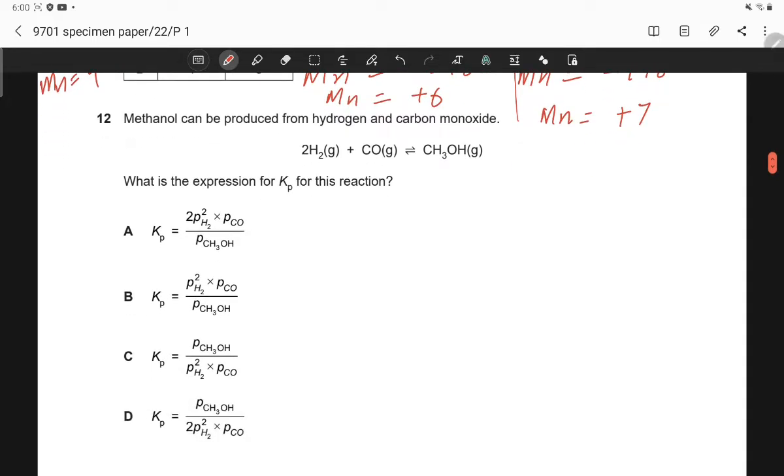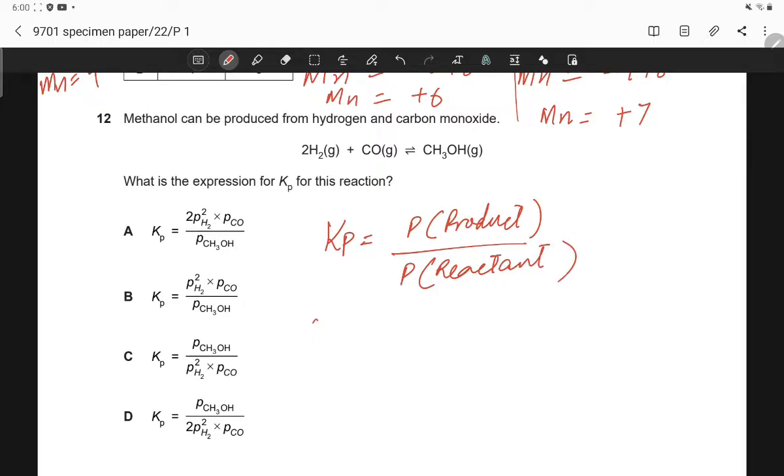Now the next question is: methanol can be produced from hydrogen and carbon monoxide. What is the expression for Kp? This is a very simple equation. You know, Kp is equal to the partial pressure of product divided by the partial pressure of reactant.